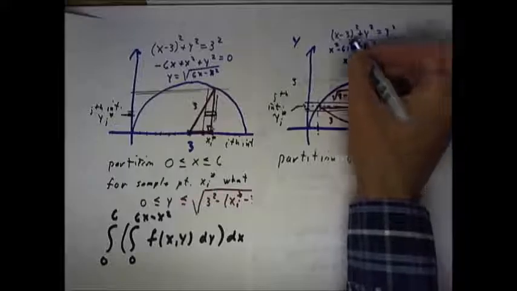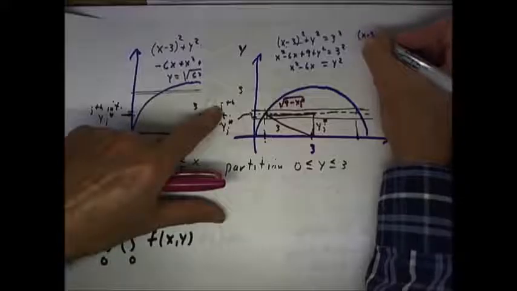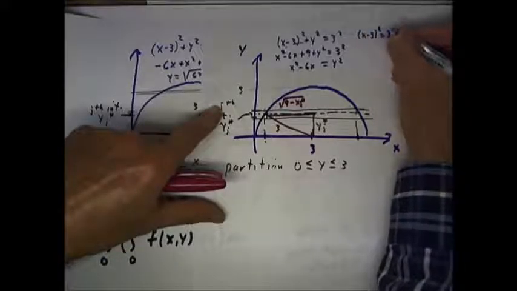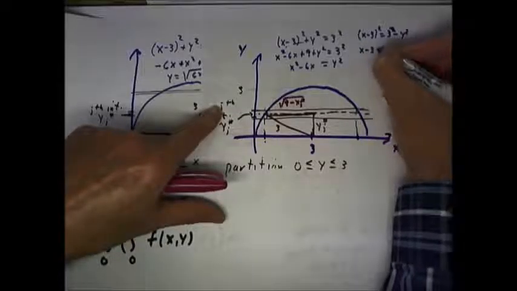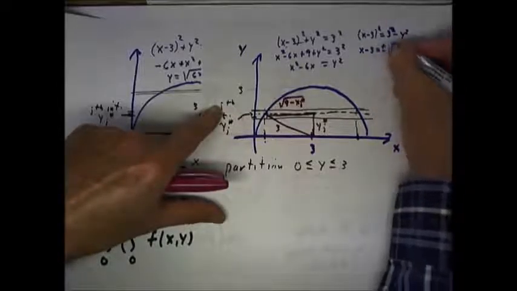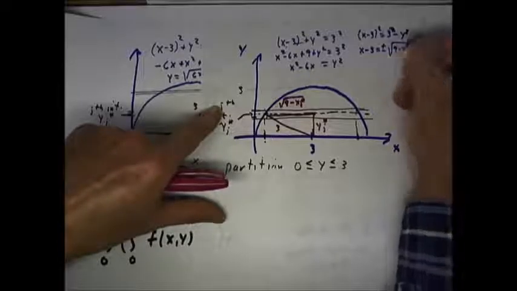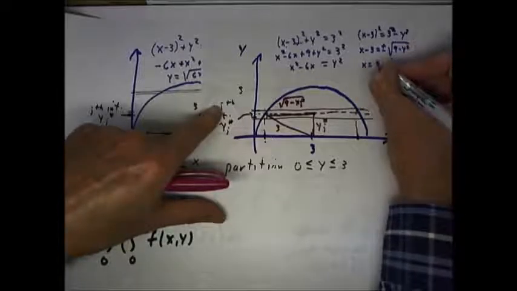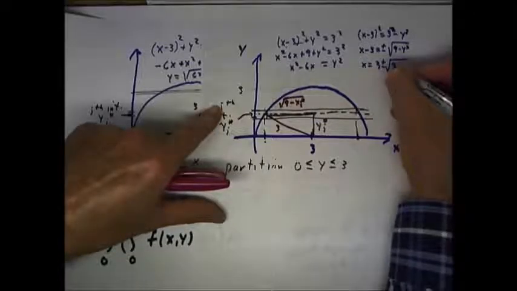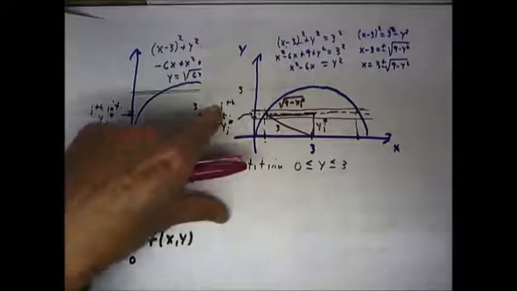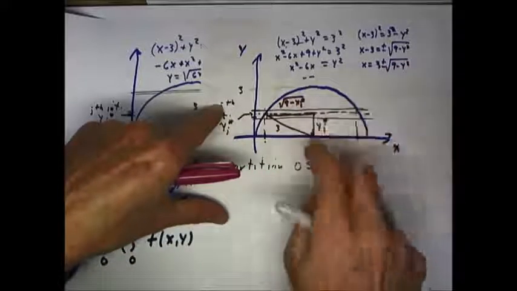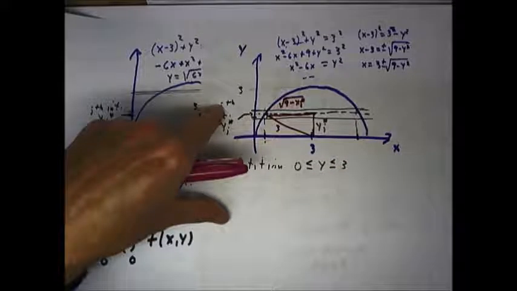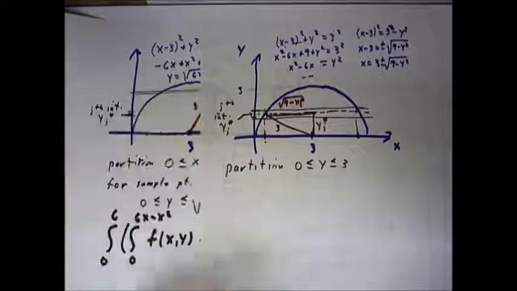It would really be easier just to take the expression here and say, well, okay, let's see, x minus 3 squared equals 3 squared minus y squared, so that x minus 3 equals plus or minus the square root of 9 minus y squared, so that x equals 3 plus or minus the square root of 9 minus y squared. And that solution would give us both of these points.